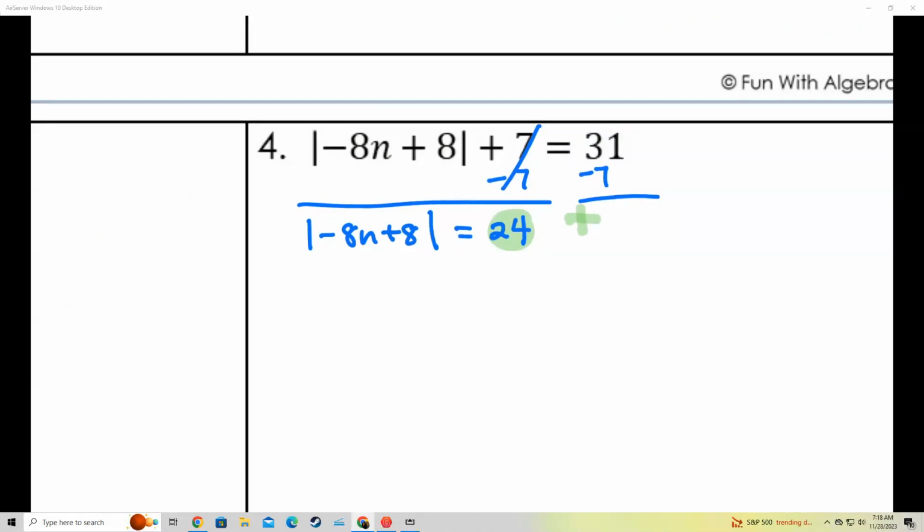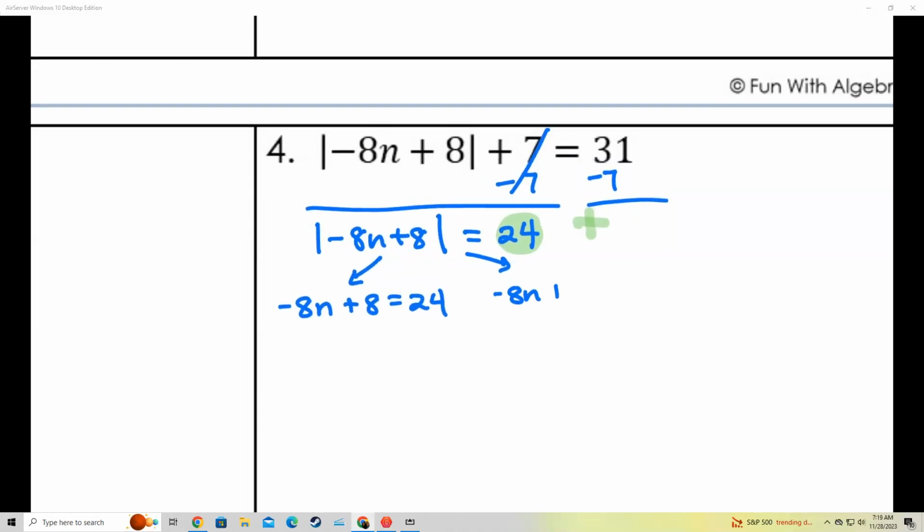In order for me to get two different answers, I need two different equations. The first equation is going to stay exactly the same. Negative 8n plus 8 is equal to 24. The only difference is we're going to get rid of the absolute values. On the other side, we're going to take the opposite of what's left over. So this is going to be negative 8n plus 8 is equal to, I need to take the opposite of the right side, so that's going to be negative 24.